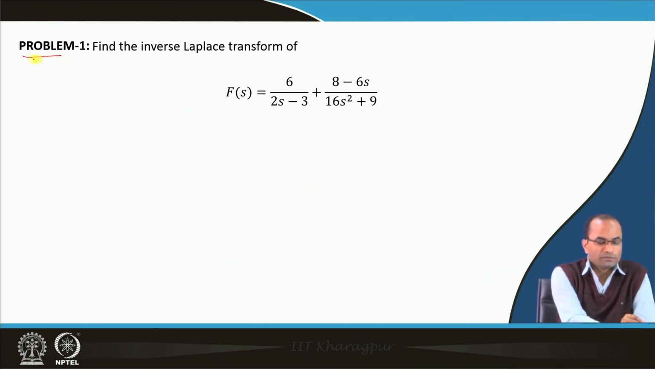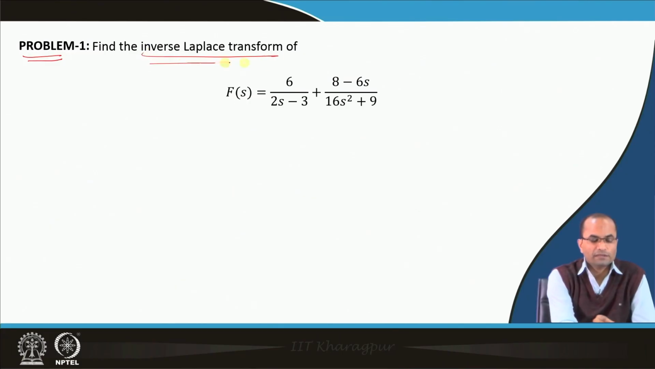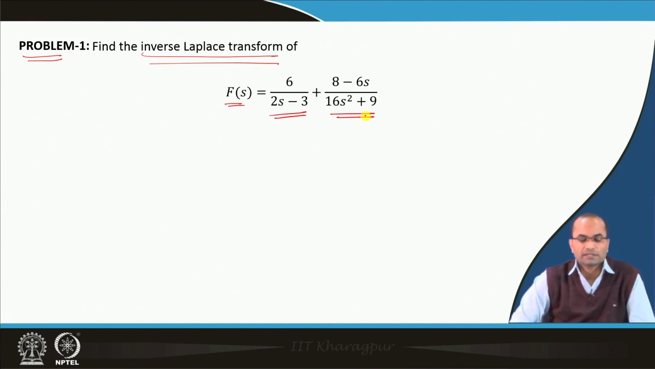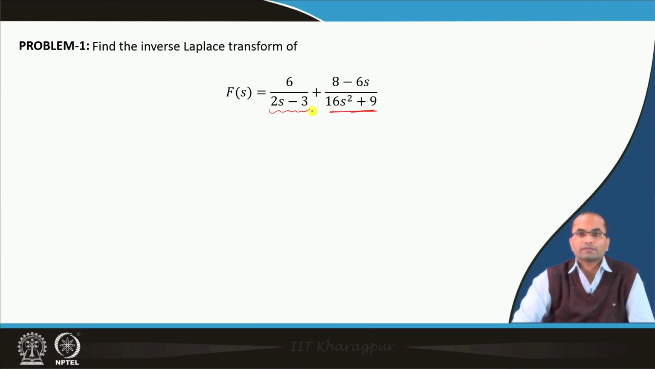Well, let us go through some problems based on the inverse Laplace transform. Suppose we want to find the inverse Laplace transform of the function 6 over (2s minus 3) plus (8 minus 6s) divided by (16s squared plus 9). Looking at the structure of this Laplace transform, it seems that we can have an exponential function, and then an s squared plus something, so cosine or sine type functions.